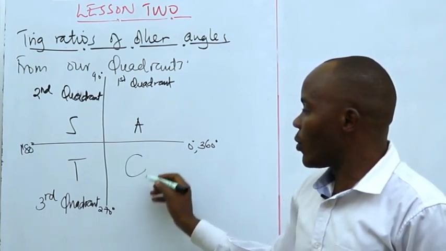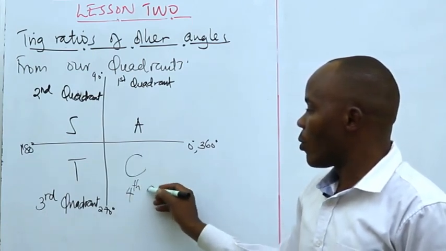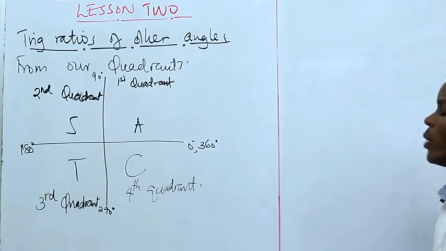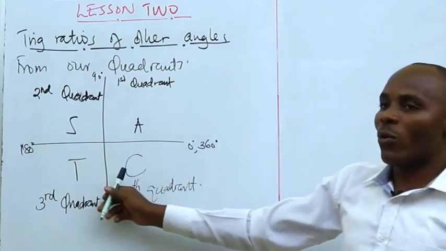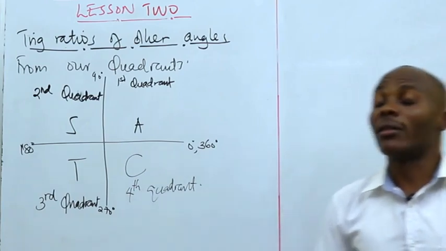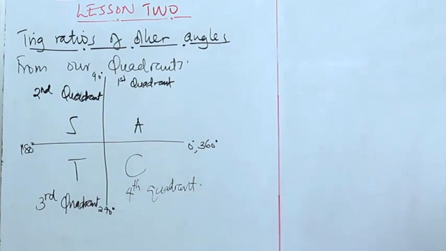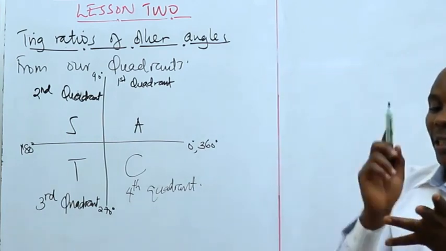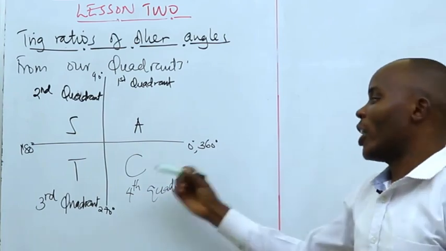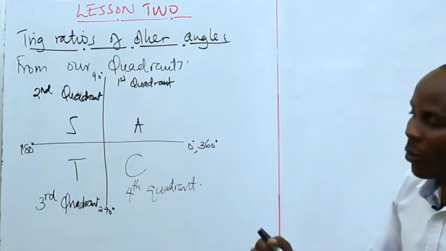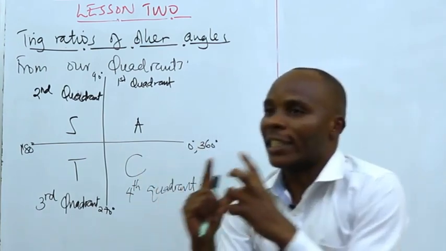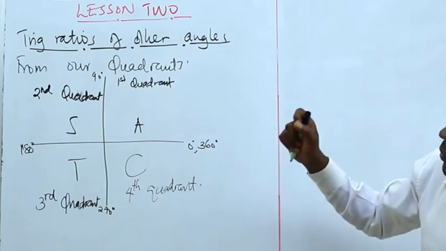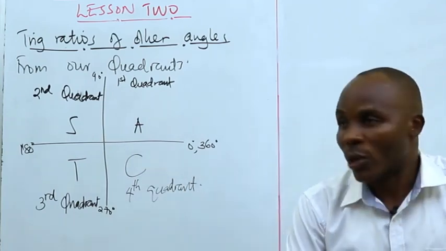Lastly, we have C. That is in the fourth quadrant. There, the cosine of angles here is positive. The rest are negatives. When I talk of the rest, we have sine and tan. So the sine of angles in the fourth quadrant and the tan of angles in the fourth quadrant will generate for you a negative value.